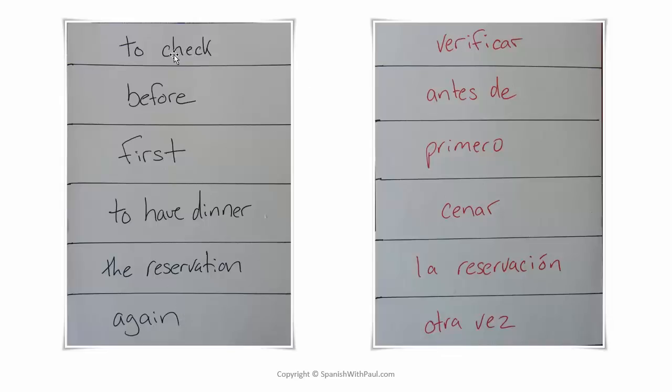So you could say, okay, to check, it was verificar. Before, I can't remember what that was. First, primero. To have dinner, cenar. The reservation, can't remember what that was, and again, otra vez. So you've done your best to try and recall the group of 6, and you can go up and down at trying to recall a bit more, but when you feel that you really can't get the word, that's when you flip over and check all 6 answers.